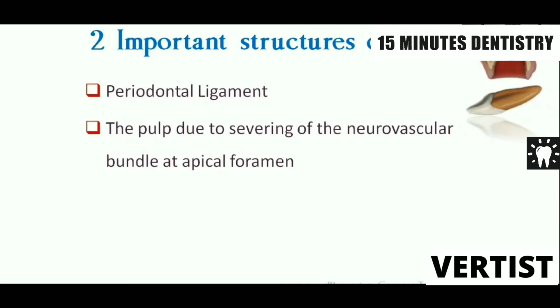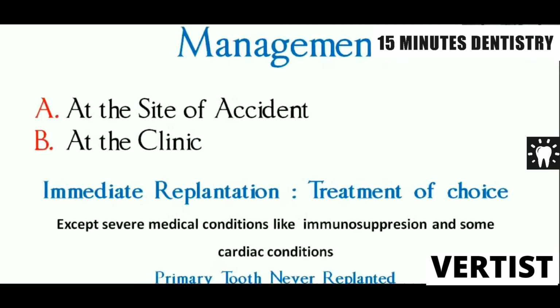So the management of an avulsed tooth can be discussed under two broad categories: at the site of accident and in the clinic. But the most important thing to remember is immediate replantation is the treatment of choice in most cases. There will be certain contraindications. There are severe medical conditions like immunosuppression, and sometimes some cardiac conditions contraindicate replantation of an avulsed tooth. And also a primary tooth is never replanted. So that is the first thing which you have to ascertain, whether the tooth which has been avulsed is a primary tooth or a permanent tooth.